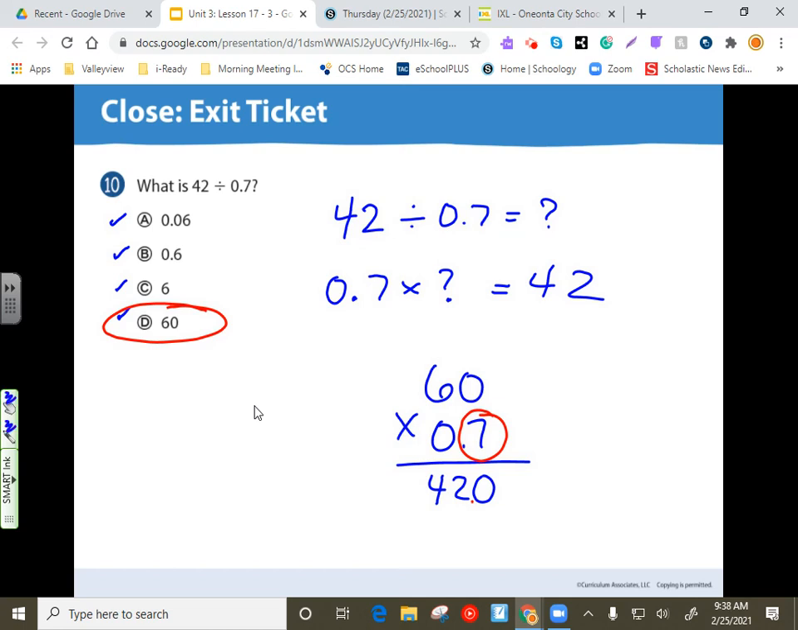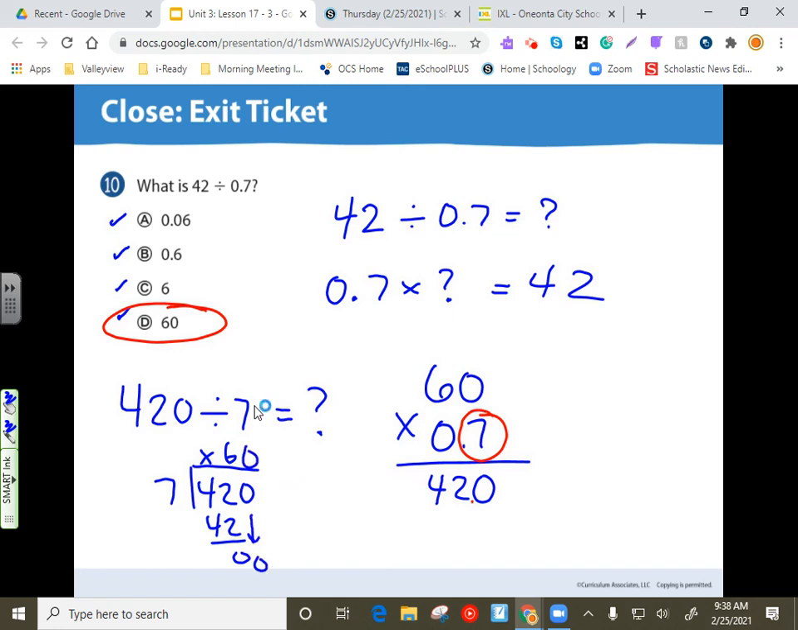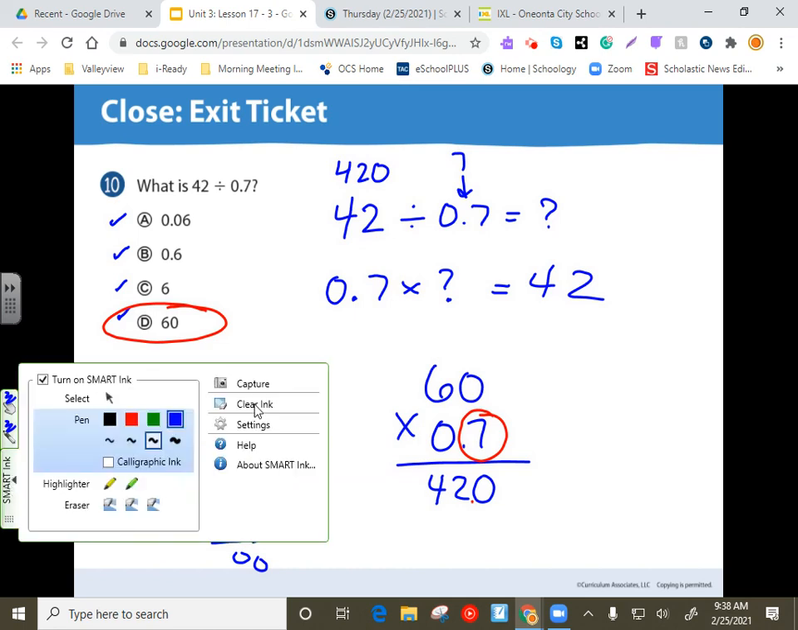So you also could have set this up as 420 divided by 7 equals something, and divided it like that. Zero, and that would have been 60. So again, if you change this to 7 tenths, this can be 420, and then do it like that. So lots of different options.